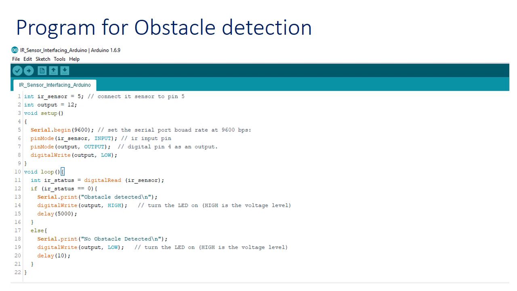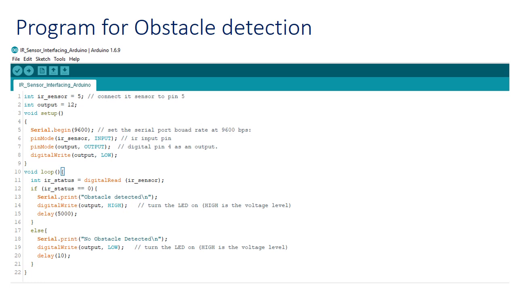Here we are sending data on the serial port, so we wrote Serial.begin, where we have set the baud rate, which is 9600. Then we have connected the IR sensor to Arduino pin 5. When the IR sensor detects an obstacle, it sends a signal on the IR pin, and at that time Arduino has to receive that signal, so we have set it as an input pin.